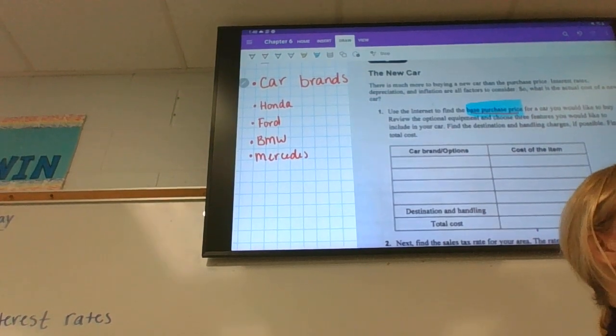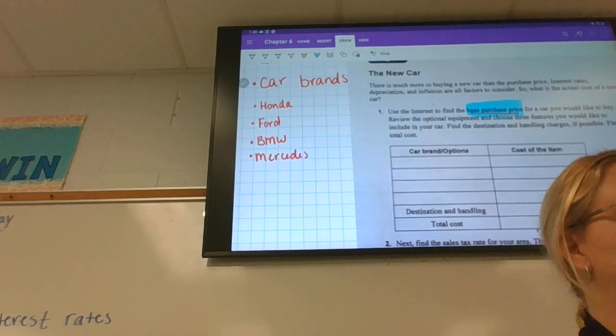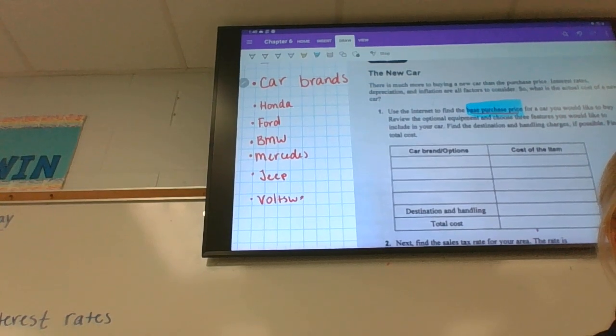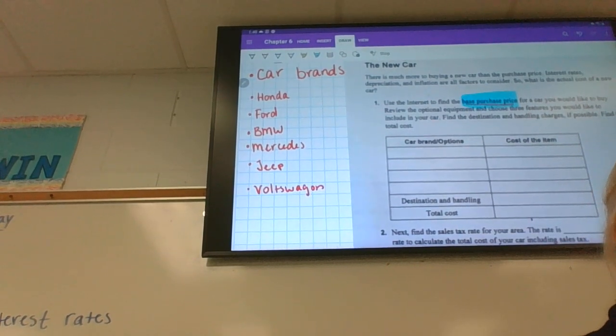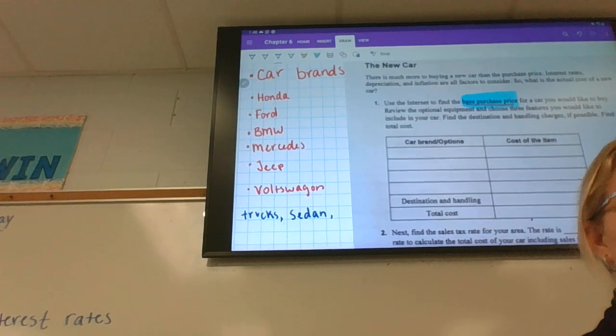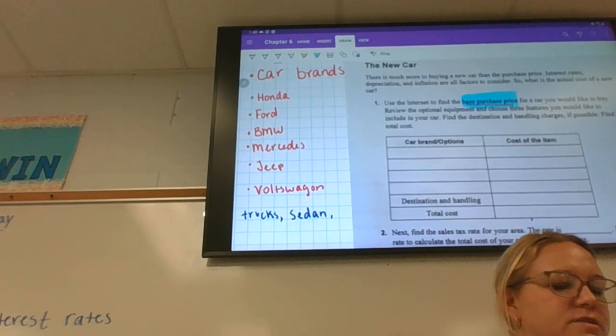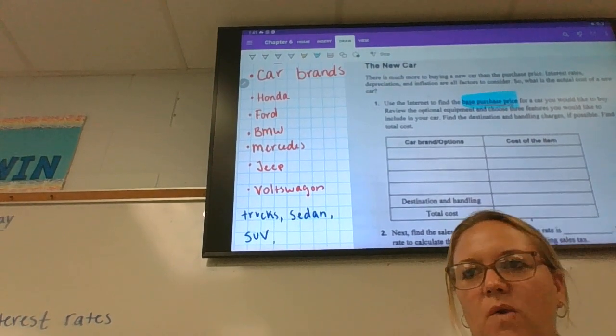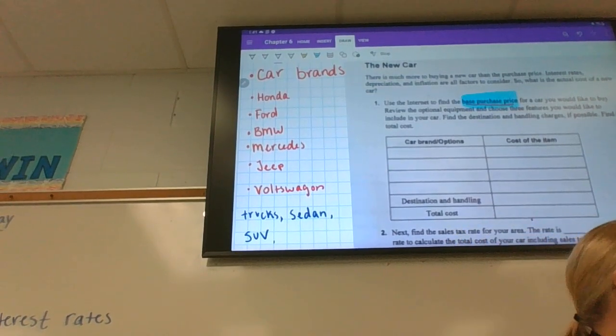You're going to pick one car and write the price. Okay? Alright, here's some random brands. You can look at trucks or a sedan. Does anybody know what a sedan is? Yeah. It's like a regular four-door car. You can do an SUV. Oh yeah. Nice four-door.